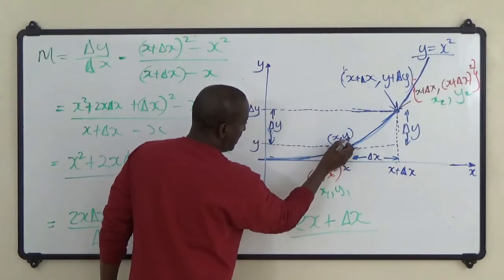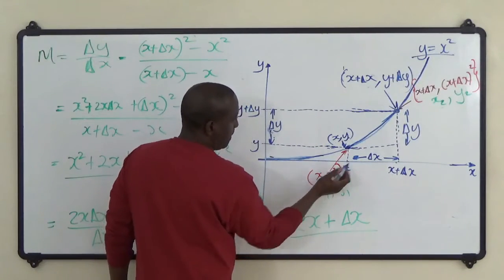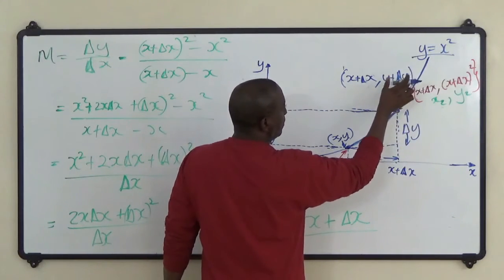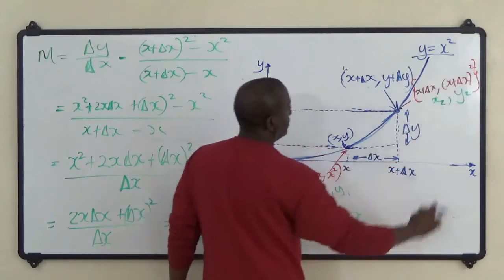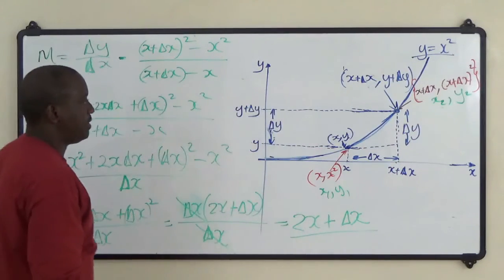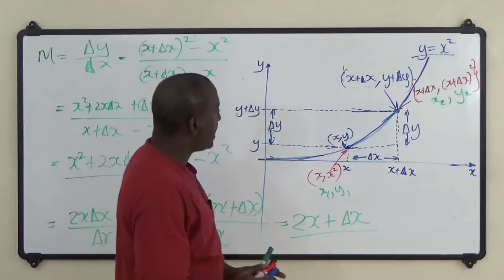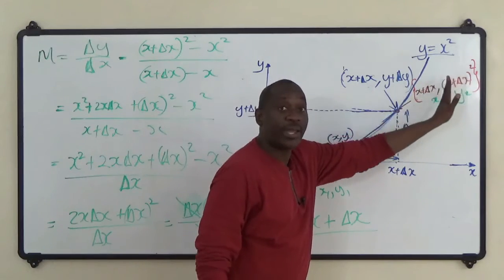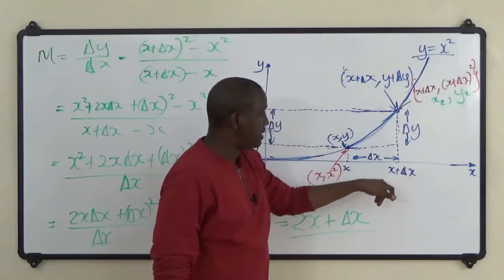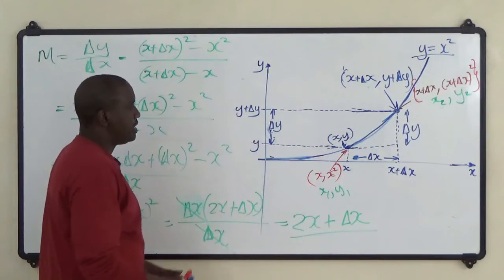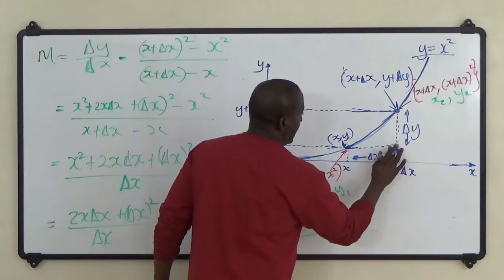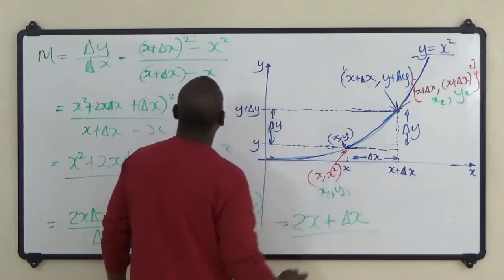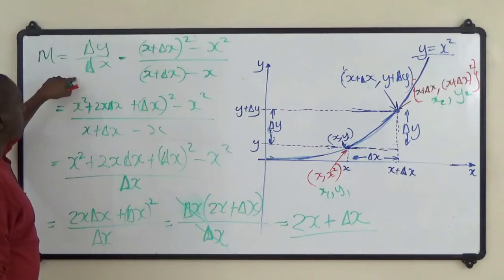So this will be the point xy, which will be x squared. And this will be the point x plus delta x, y plus delta y. y plus delta y is equal to x plus delta x squared. So in other words, the y coordinate will be x plus delta x squared, the square of the x coordinate, which is x plus delta x. The gradient of the line segment joining these 2 points will be delta y over delta x.